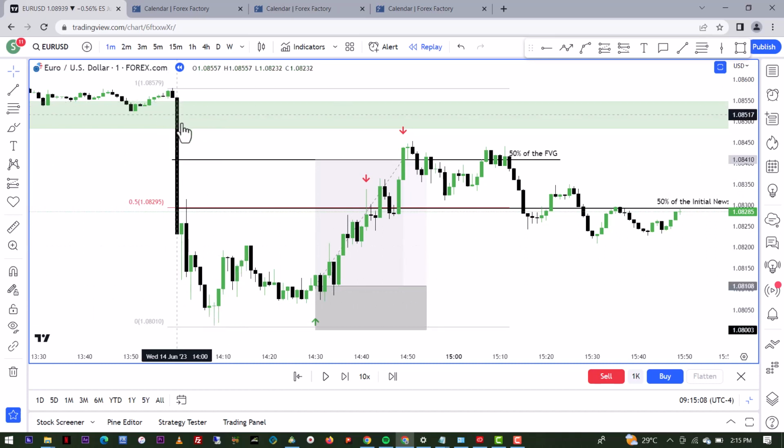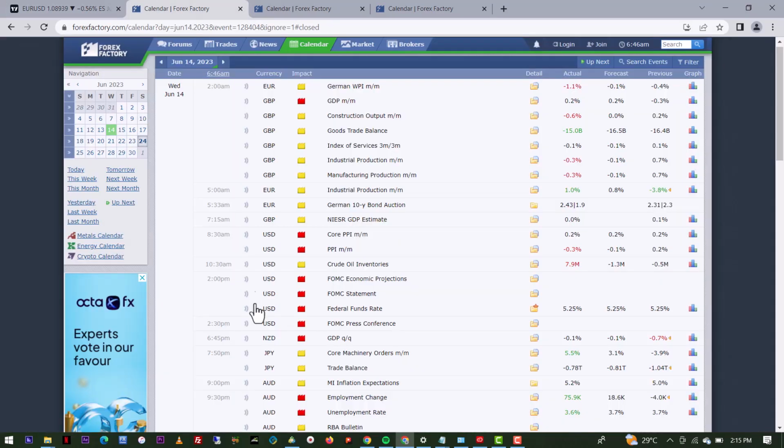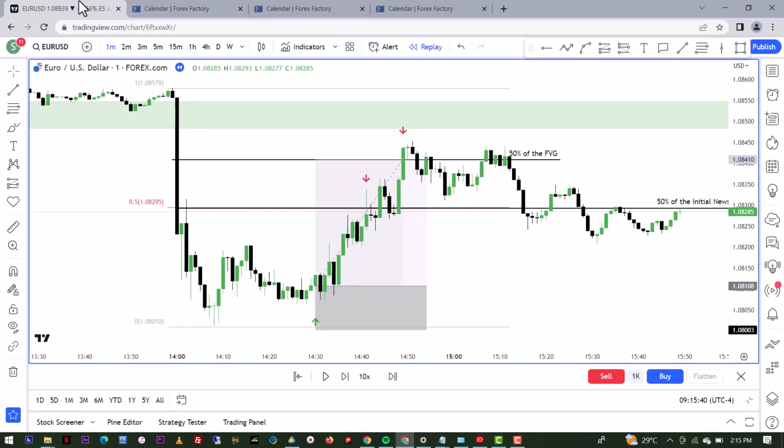So by 2 p.m. we had a sell profile down to 208, and then we had some consolidation before going back up. Now, this is how exactly you trade this news. Remember, by 2 p.m. we had the FOMC statement, and then by 2:30 we have the FOMC press conference. So the FOMC news comes in two phases, the one by 2 p.m. and the one by 2:30 p.m.